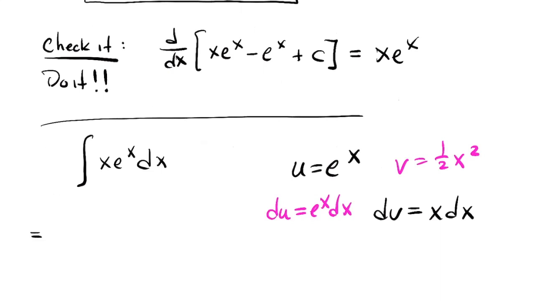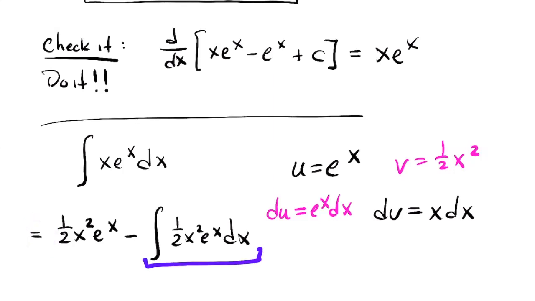That's not that good. The parts formula would say that this thing is equal to 1/2 x squared e to the x, that's my uv, minus the integral of v du. So that's 1/2 x squared e to the x dx. Okay, it's not false. This equality is perfectly true. It's just that the integral of 1/2 x squared e to the x dx is more complicated than the original question. It's got the same form. It's a polynomial times an exponential, but the degree went up.